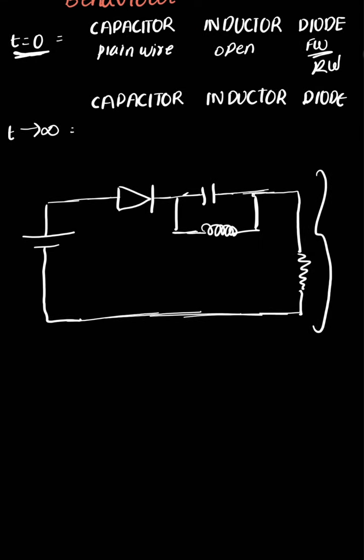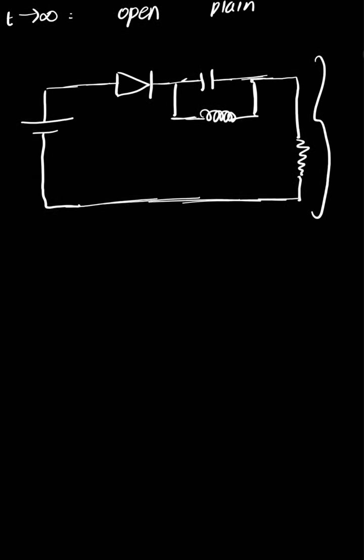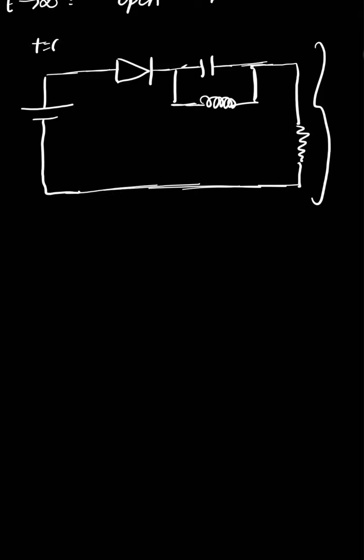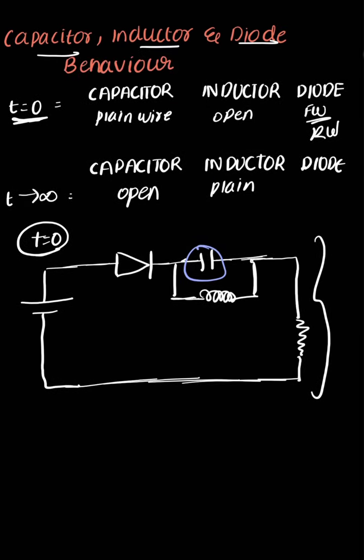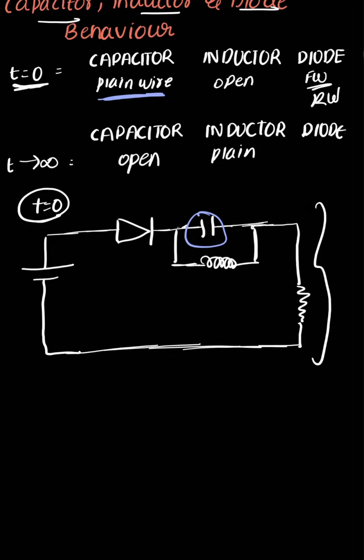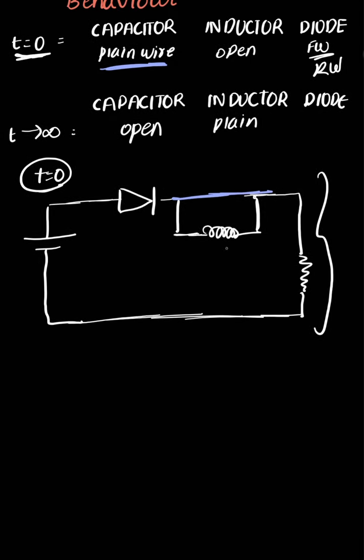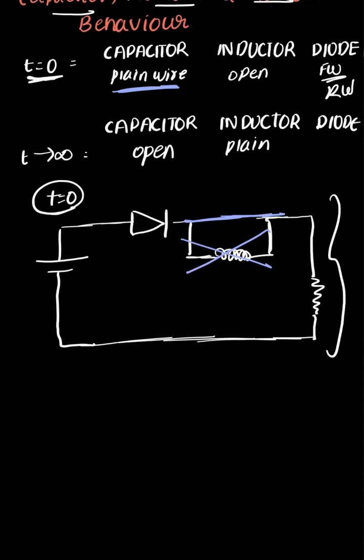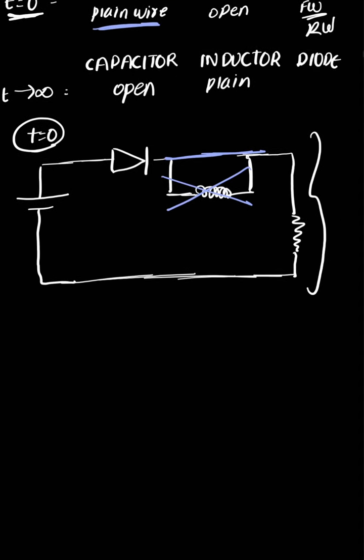And at t tends to infinity, an inductor behaves like a plain wire and a capacitor behaves like an open circuit. So here, if we take t equals 0, then we will see that this is a capacitor, and at t equals 0, a capacitor behaves like a plain wire. So this just does not exist. You can just erase that, replace it with a line. That's how it is. This is an inductor, so it behaves like an open circuit, so there is no current passing through it at all. That is at t equals 0.